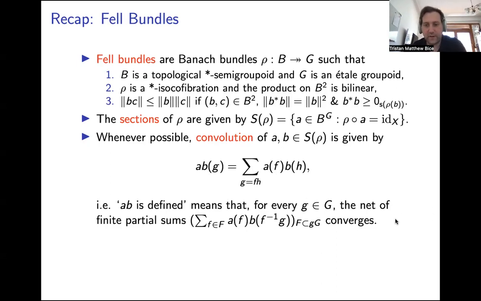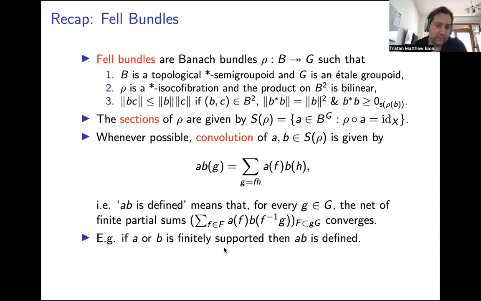This was one of the elementary facts about Banach bundles. So to say that a*b is defined means that all of these partial sums at every single g do indeed converge, and so we can get a well-defined new section, a*b, like so. For example, if at least one of those two sections is finitely supported, then indeed a*b is defined. Because if one of them is finitely supported, then these sums will always be finite. There will always only be finitely many non-zero terms, and so certainly the sums converge and you can define the convolution.